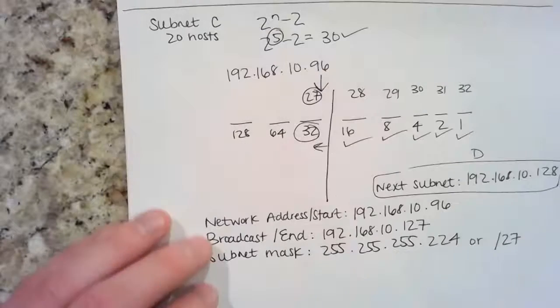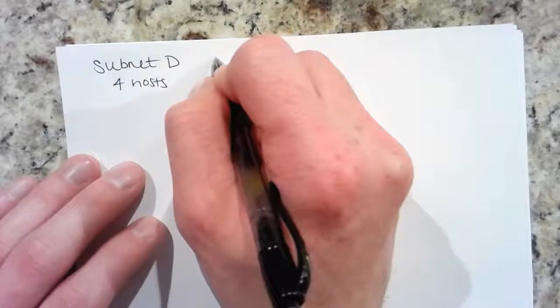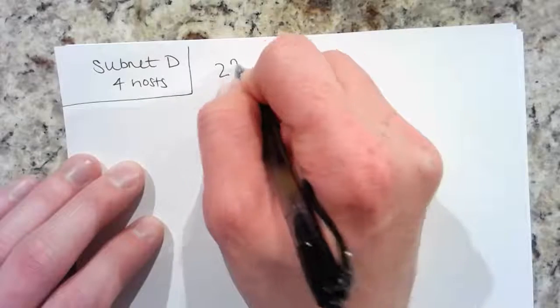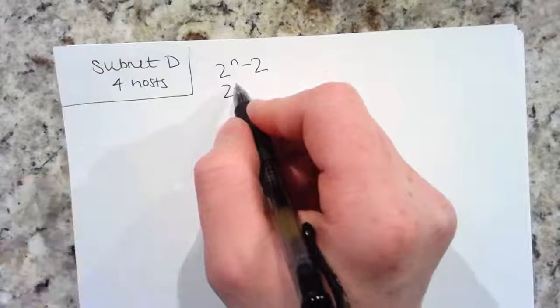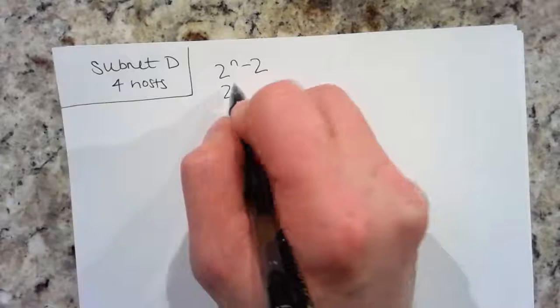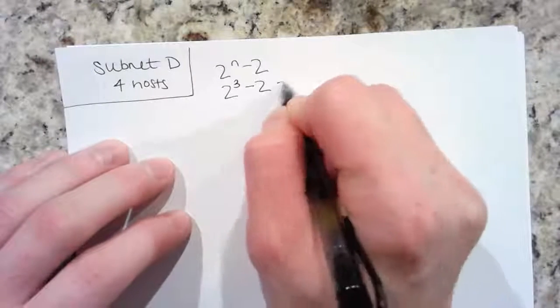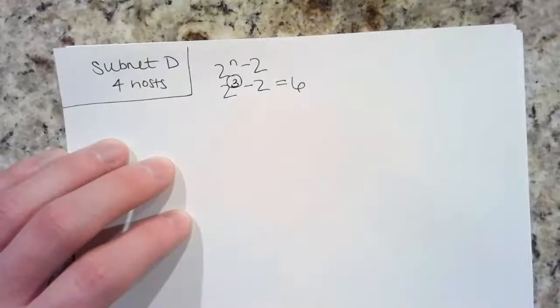Okay. So I'm going to get another piece of paper. Okay. Subnet D needs 4 hosts. Okay. So if we start with our formula, 2 to the n minus 2. How many do we need to borrow to get just greater than 4? Well, 2 to the 2 is 4, but once you minus the 2, you don't have enough because it drops it back down to 2. So you actually have to do 2 to the 3 minus 2, which equals 6. Okay, so don't forget to minus that 2 because it can get you in trouble if you do forget.